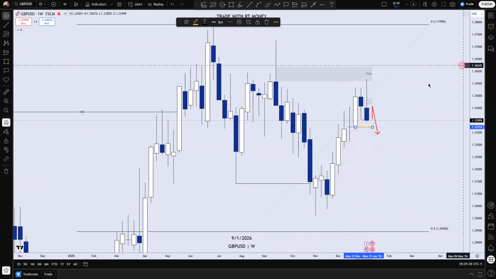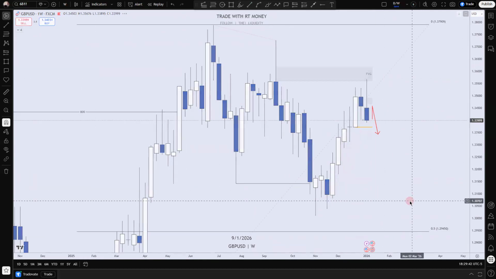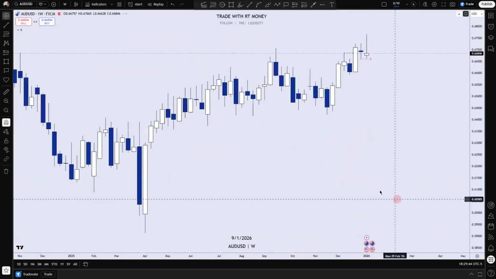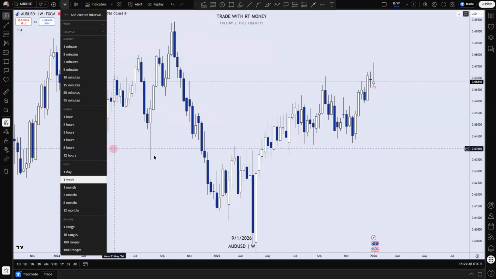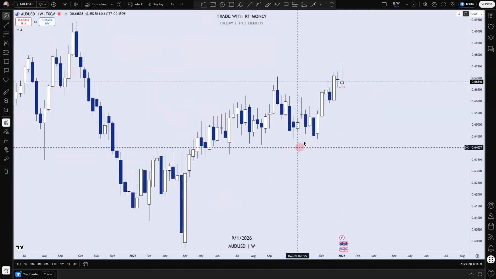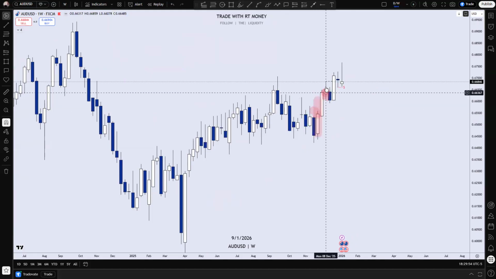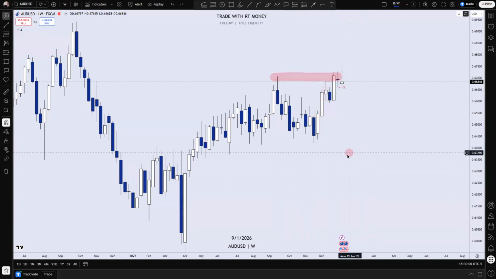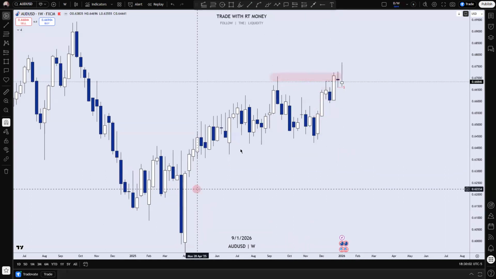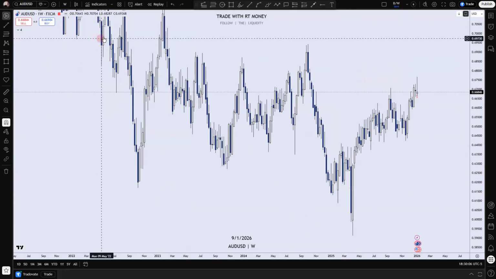If we go down to the Aussie dollar, it is a bit messy, but look at the weekly. You can see bullish, bullish, bullish. Three weeks of bullish activity heading towards this high. So you would think we are bullish, right? We are bullish. No, look at this.